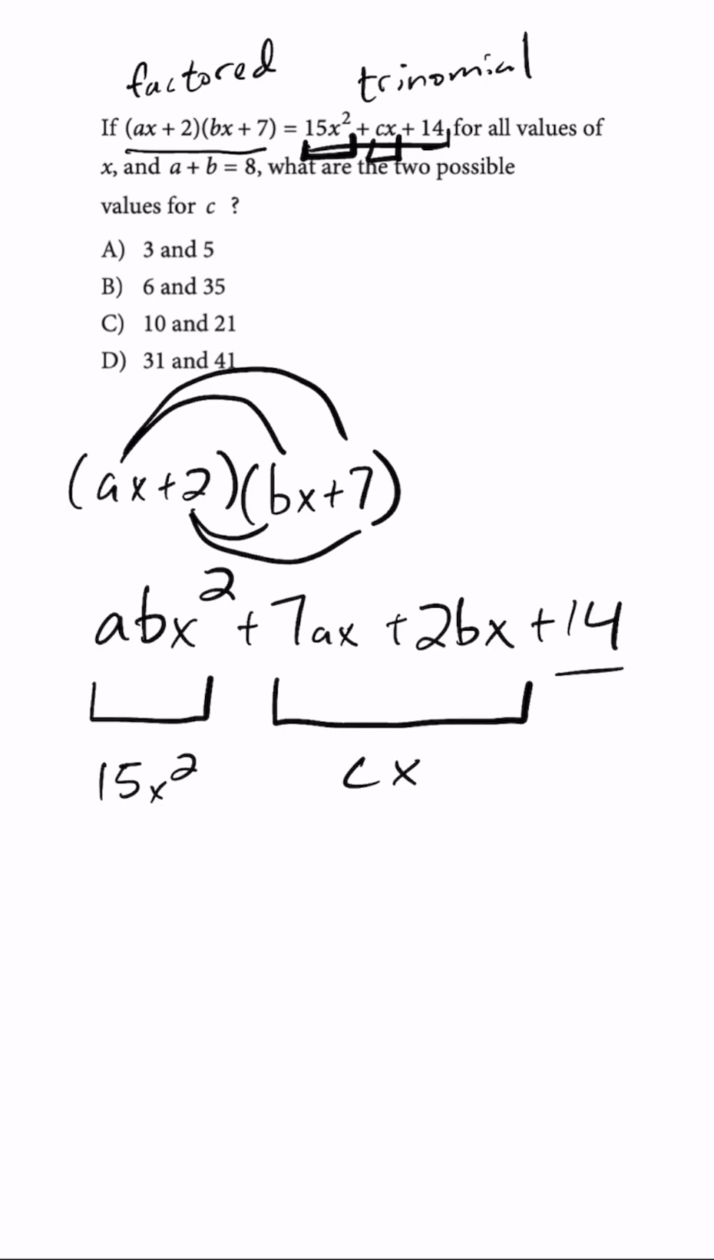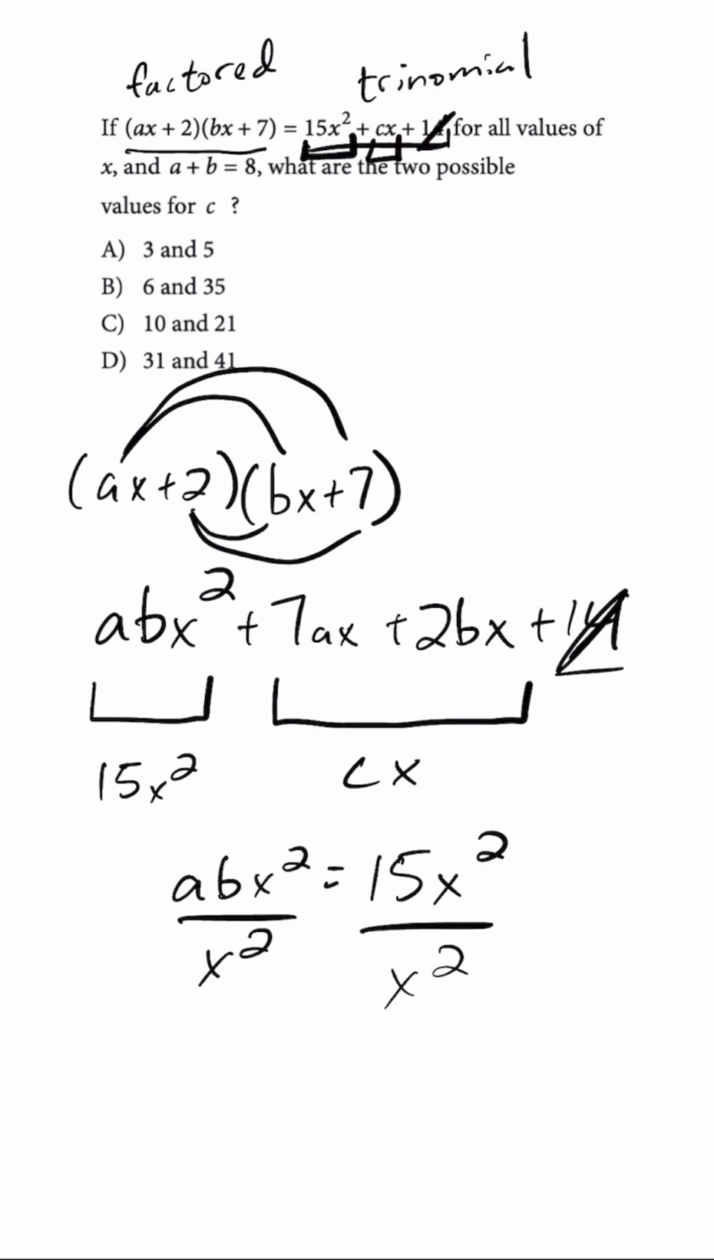So we're really not even worried about the 14 right now, so I'm just going to mark it out and we're going to make an equation. So abx² is equal to 15x². And if we want to solve for a or b, we can divide by x² on both sides, and they're going to cancel out. So now we have a times b is equal to 15.